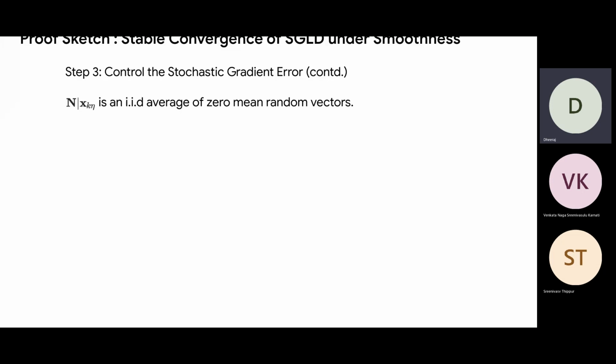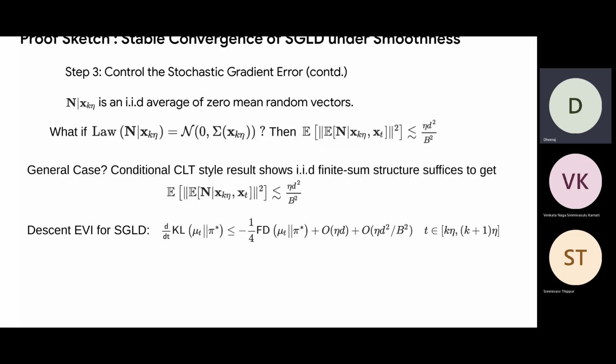But however, this is not exactly Gaussian. This is actually an IID average of zero mean random vectors. So the technical challenge is to consider non-Gaussian things and do a Gaussian approximation in a non-asymptotic way. We show that a conditional CLT style result can give us the same result. And going back to this EVI, this kind of descent lemma, these differential equations are called EVIs: d by dt of KL between mu t and pi star evolves like this.